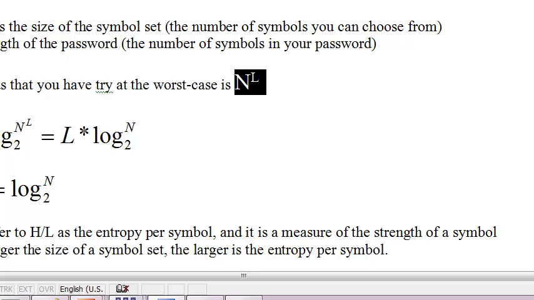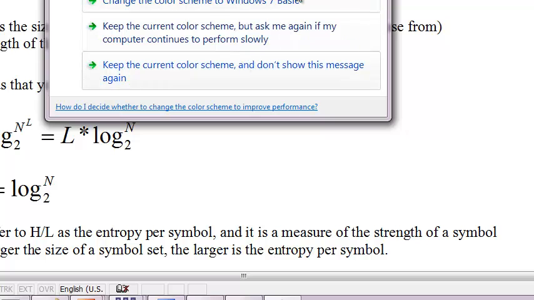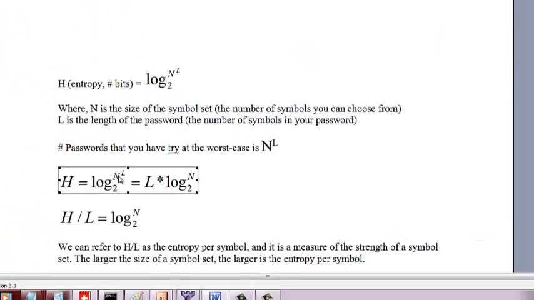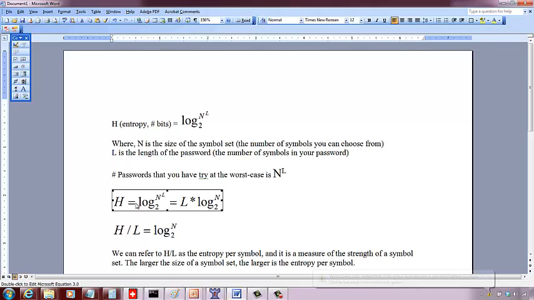Now again, from the property of logarithms, I can say log n raised to l to the base 2 is, I can bring this l over here and say l times log n to the base 2. This is just from the property of logarithms. So now I can say h over l is going to be log n to the base 2. When you look at this expression, it is just a function of the number of symbols that you can choose from, which is the size of the symbol set.